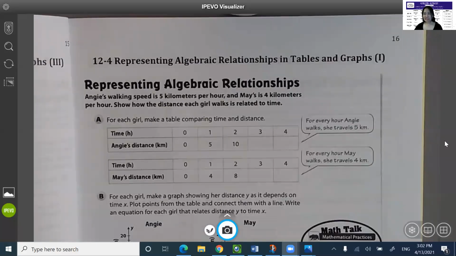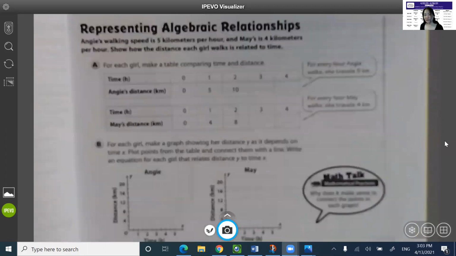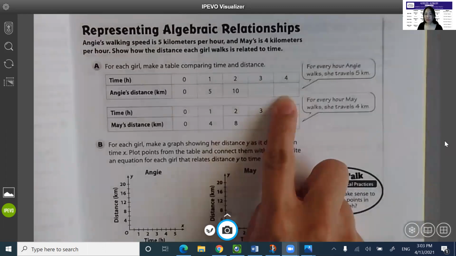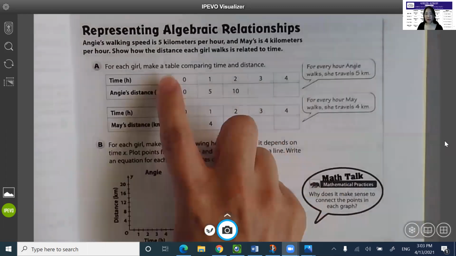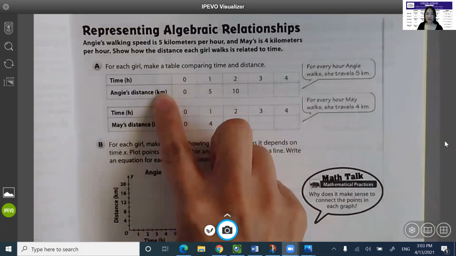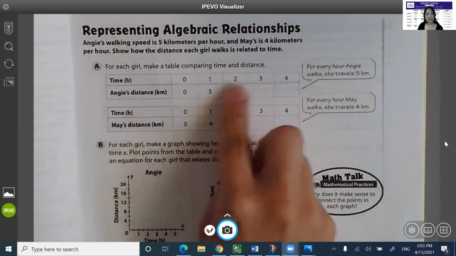All right, students, this note is for 12-4, representing algebraic relationships in tables and graphs. Basically, what you're going to do today are multiple things. First, you're going to find out how to find a missing number so that the pattern between the x and the y, the x value and the y value, are being consistent, okay?